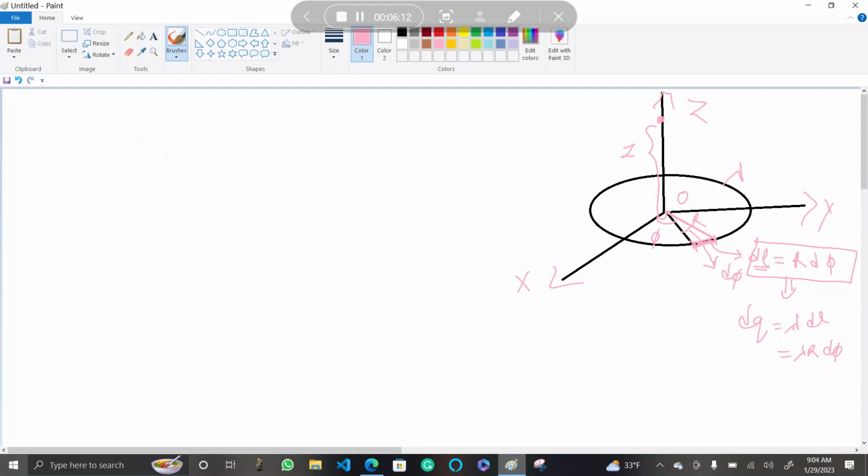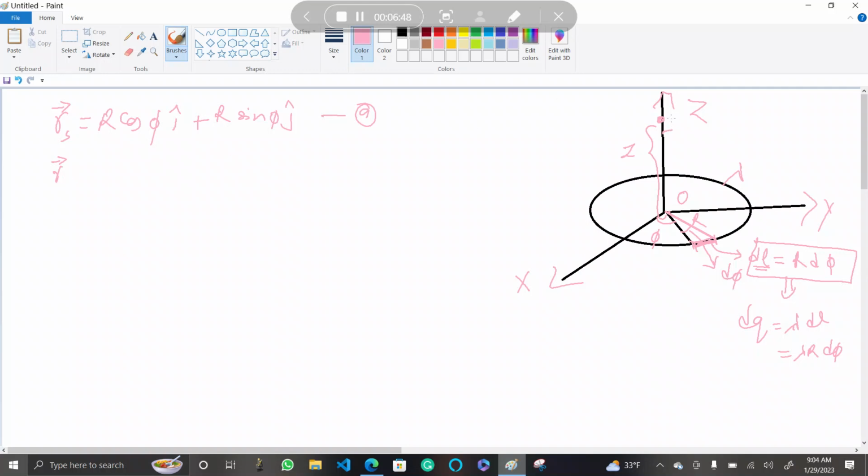So let's begin. How do we calculate? Before going there, I write the position vector of a small element, the source charge. In this coordinate system, it can be written as r cos phi i plus r sin phi j. This is the position vector of the source.